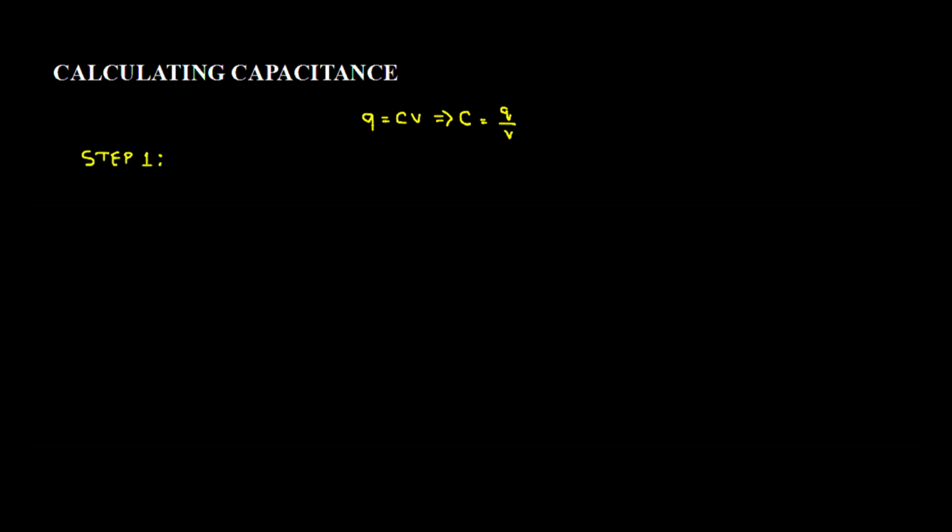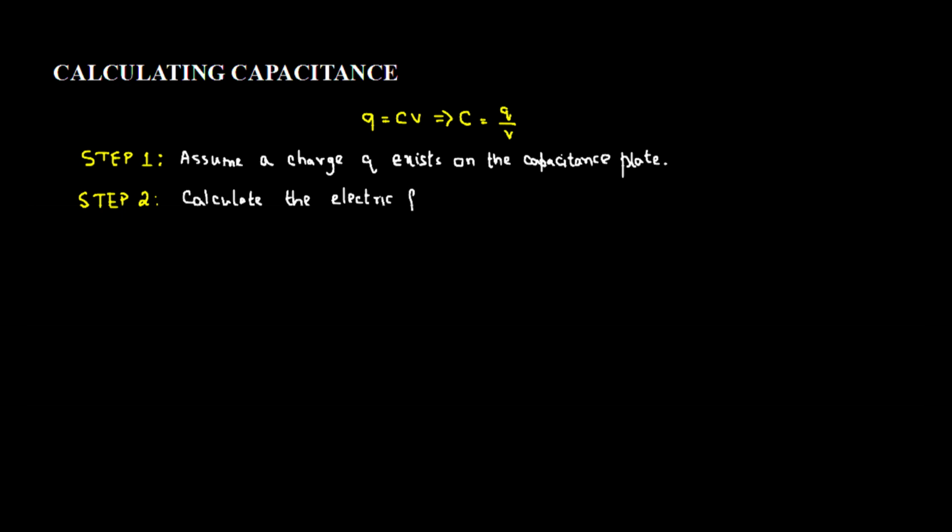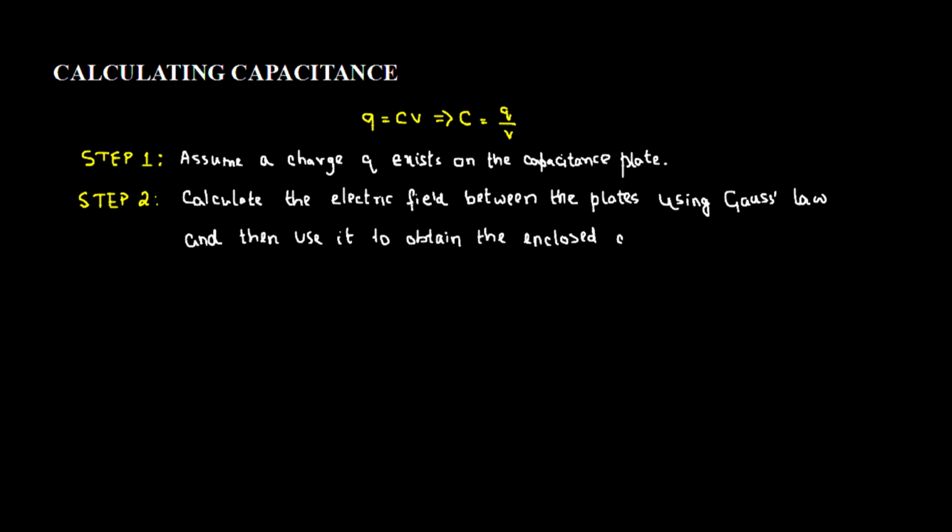Step number 1. Assume a charge Q exists on the capacitor plate. Step number 2. Calculate the electric field between the plates using Gauss's law and then use it to obtain the enclosed charge Q enclosed. Q enclosed is given by epsilon naught times the closed integral of E vector dotted with the area vector dA.